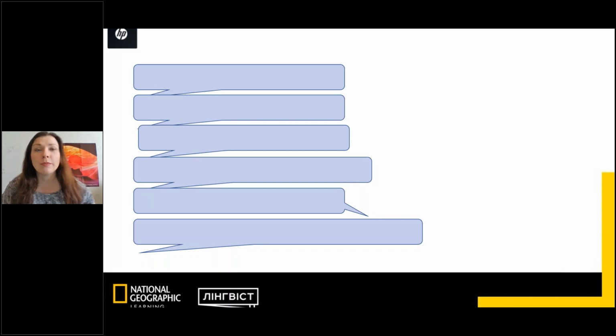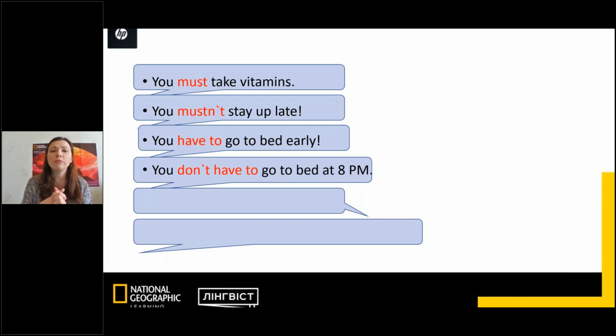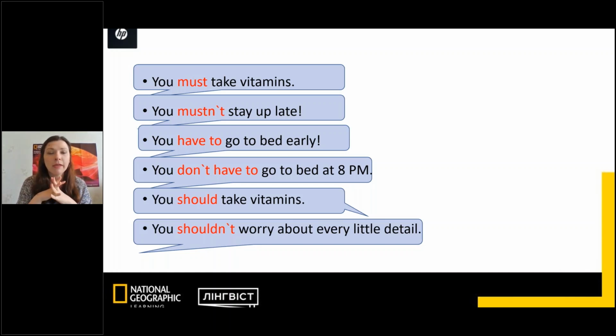So there are different people who give different types of comment. You must take vitamins. You mustn't stay up late. Yeah, this is an example. You have to go to bed early. You don't have to go to bed at 8 p.m. I don't know what type of advice it is, but anyway, some people think you don't have to do that at 8 p.m. Maybe 9 p.m. would be great. You should take vitamins.